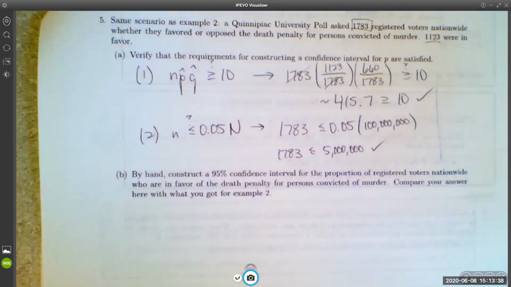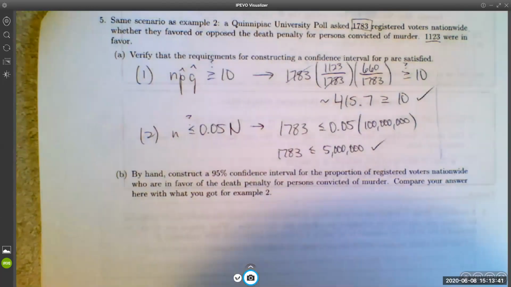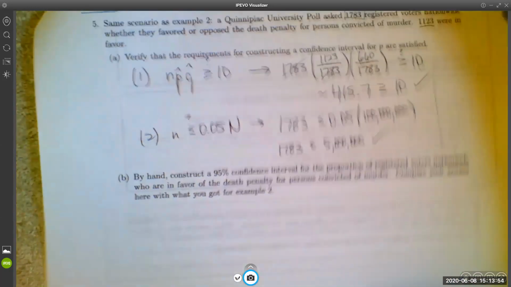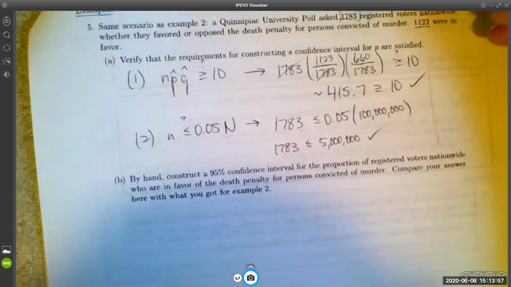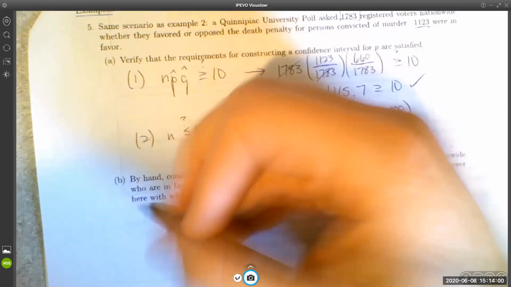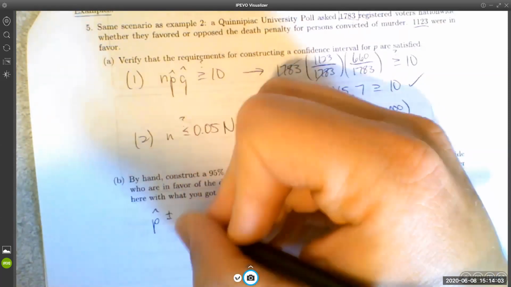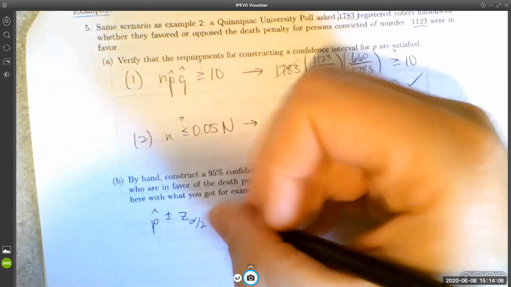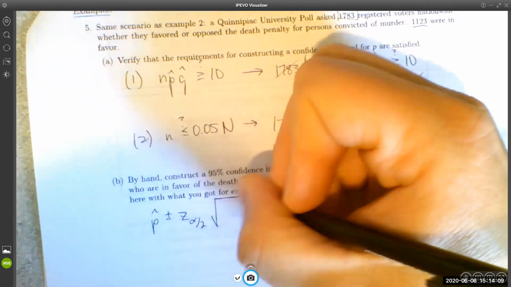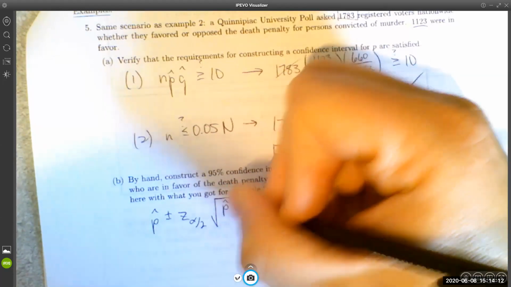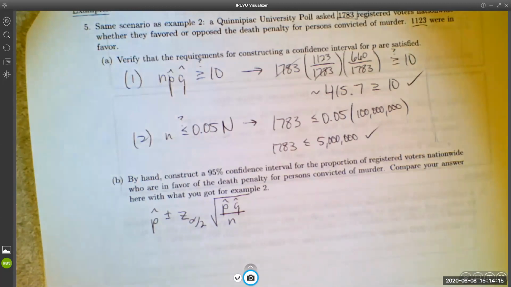So now part B, it says, by hand, construct a 95% confidence interval for the proportion of registered voters nationwide who are in favor of the death penalty for persons convicted of murder. Compare your answer here with what you got for example 2. Okay. So the formula, if we're going to do this by hand, is p hat plus or minus z sub alpha over 2 times sigma sub p hat. Sigma sub p hat is the square root of p hat times q hat over n.